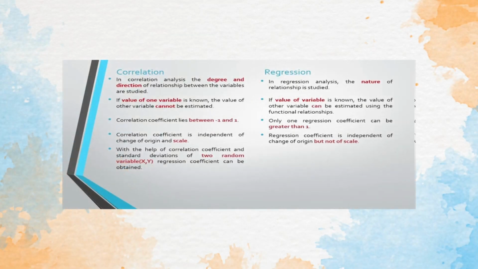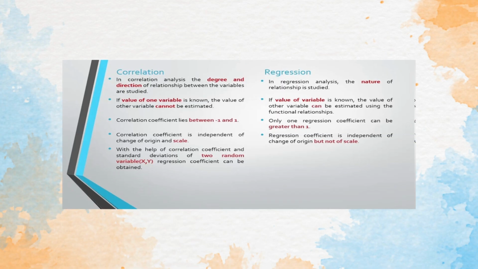In correlation analysis, the degree and direction of the relationship between the variables are studied, whereas in regression analysis the nature of the relationship is studied. That is a very important thing which one has to take care of. And in correlation, if the value of one variable is known, the value of the other variable cannot be estimated. This is what we are doing in correlation.